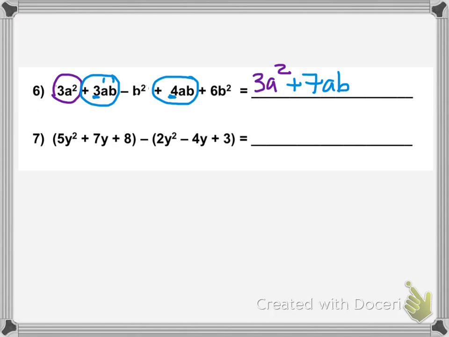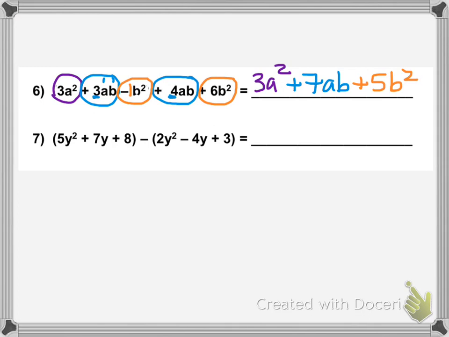Okay. And then let's see what we've got next. We've got a negative b squared. That's like a negative 1b squared. I do have another b squared term. It's positive 6b squared. So if I combine a negative 1 with a positive 6, that will be a positive 5b squared. And that's a simplified version of that.